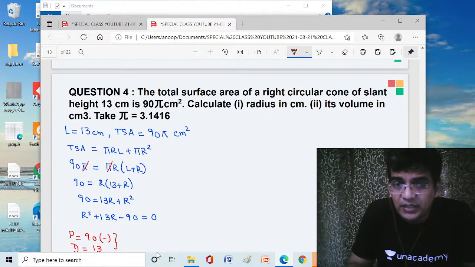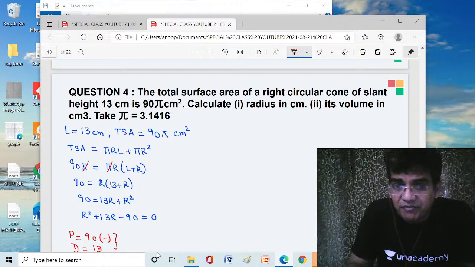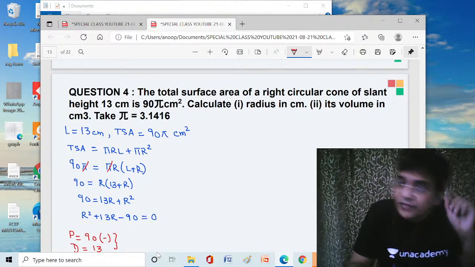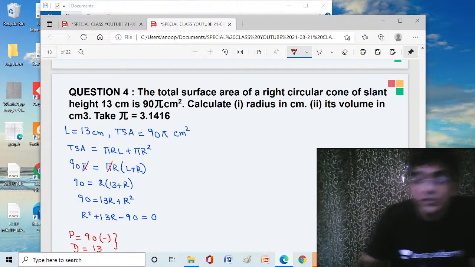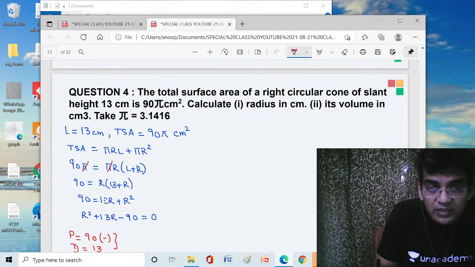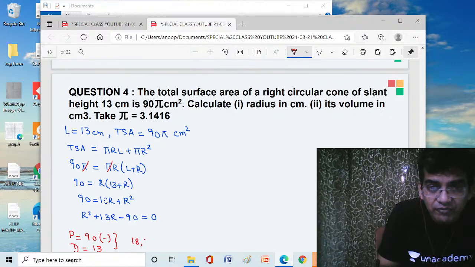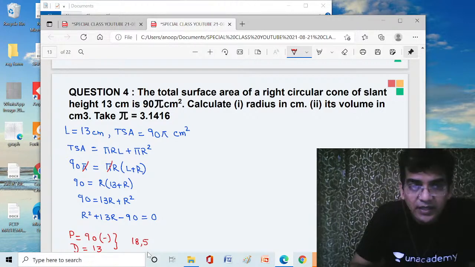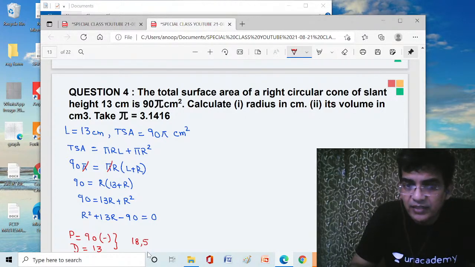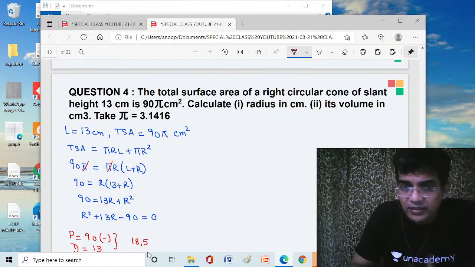Whose product will be 90, but the difference of those two numbers should be 13. So we can say the two numbers are 18 and 5. See, if you multiply 18 and 5, you will get 90. But if you take the difference of 18 and 5, you will get 13.